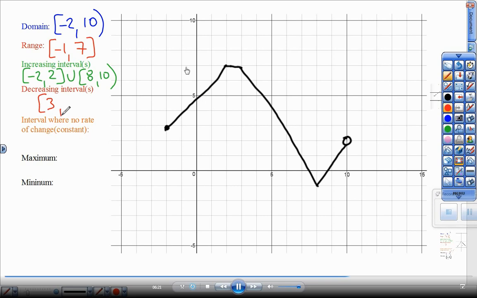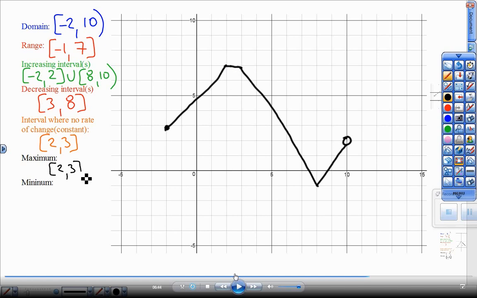Anywhere where it's going down from left to right, there's only one place on this graph, so I only have one interval to write. From 3 square bracket to 8. That's where it's decreasing. Alright, interval where it's flat, where it's not increasing or decreasing, flat from 2 to 3. And again, where it's flat, back to interval notation, measured from left to right, square bracket on 2 to square bracket 3, because neither of these are open. It's all closed, part of the function.